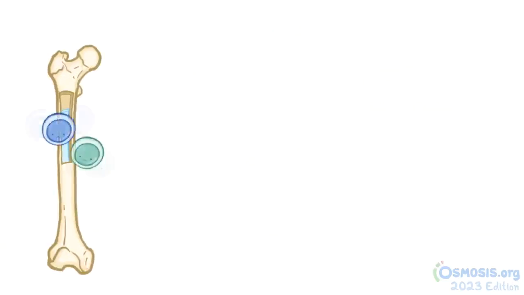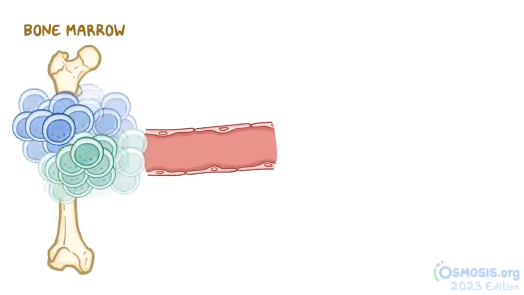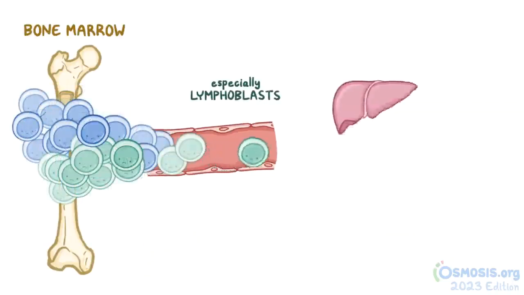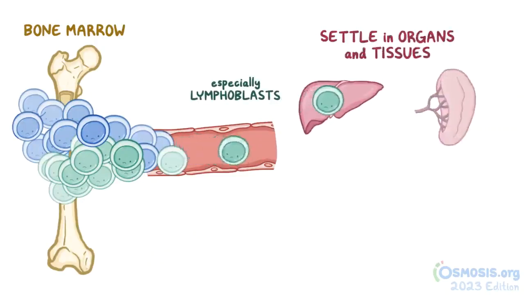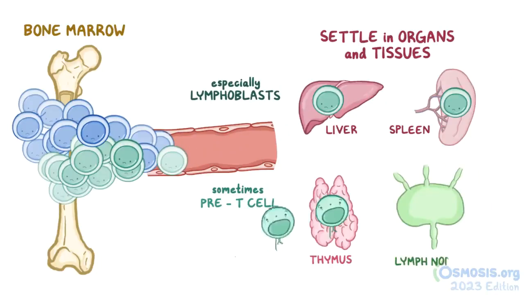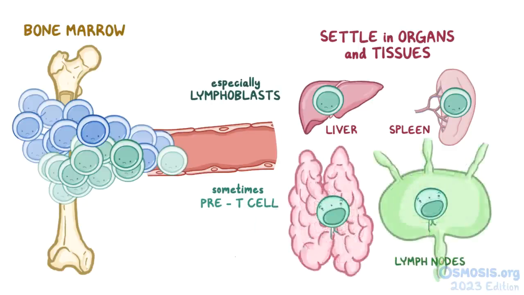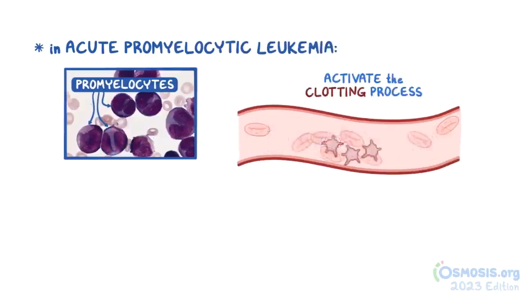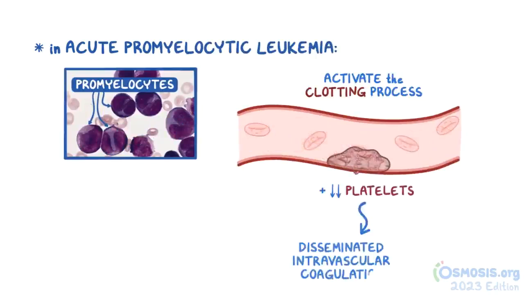As the number of these blast cells in the bone marrow keeps increasing, they spill out into the blood. Now, some of these little guys, especially lymphoblasts, settle down in organs and tissues across the body, like in the liver and spleen. Sometimes pre-T cells in T-cell ALL migrate to the thymus or lymph nodes like normal T cells do, and they settle down there, causing these structures to enlarge. Also, in acute promyelocytic leukemia, the promyelocytes activate the clotting process, and this, combined with the already decreased platelets, results in disseminated intravascular coagulation.